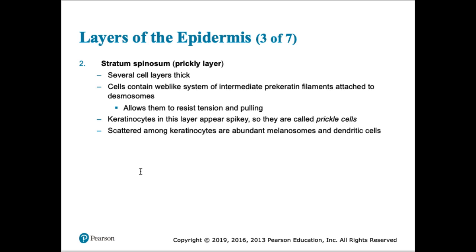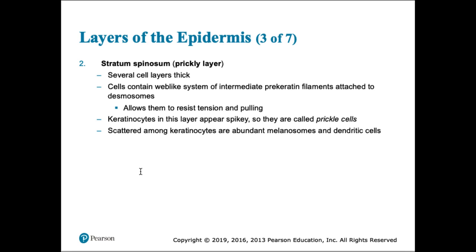In the stratum spinosum, the word spinosum, it's called that because it's also called the prickly layer of the skin. There's several layers thick, and they kind of have this little web-like system of intermediate pre-keratin filaments that are attached to those desmosomes. So what these do is it allows you to sort of resist tension and pulling. So if you think you can stretch your skin a little bit, you don't want it to rip, right? You want it to be able to be pulled some and to be stretched some. And so that's something that this layer can help with.